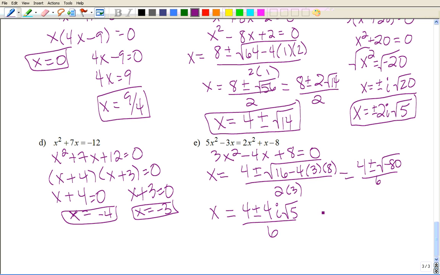And then finally we'll have x equals 4 over 6 can be reduced to 2 plus or minus 4 can be reduced to 2i. So we're reducing every single thing by 2. We divided everything by 2. And that's our final answer.